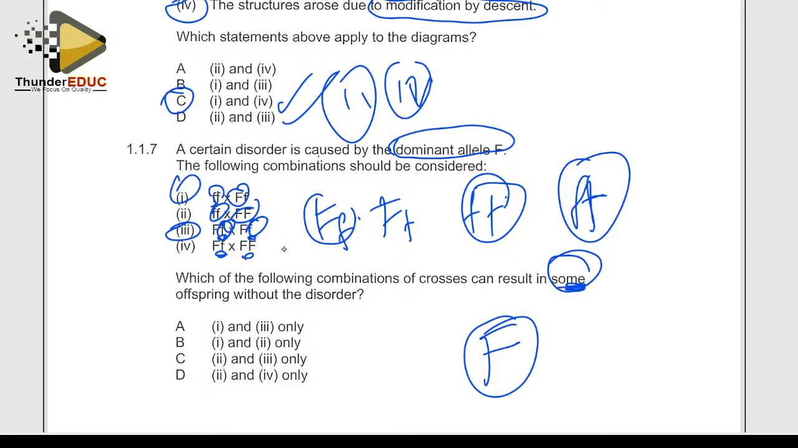If I cross this and this, I don't have any homozygous recessive. So it becomes 1 and 3. Meaning that I look for 1 and 3. 1 and 3 becomes A. So A becomes the most correct answer.